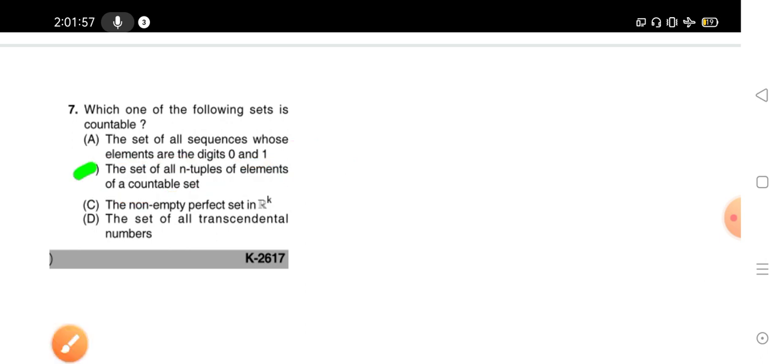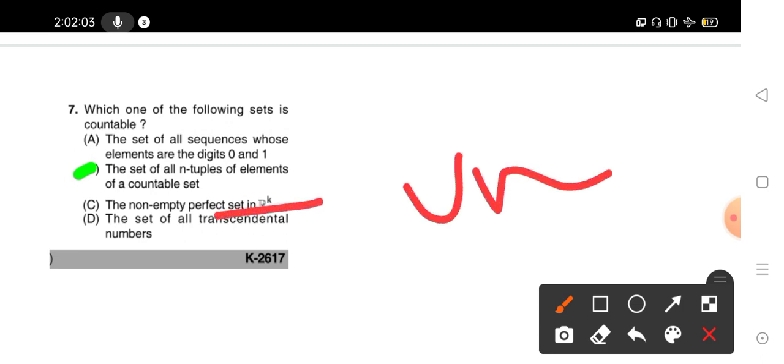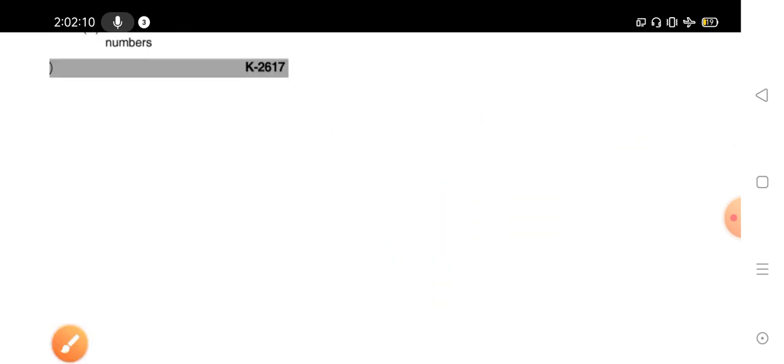The non-empty perfect set: every perfect set is uncountable, and the set of all transcendental numbers is also uncountable. So options C and D are also wrong. Next question.